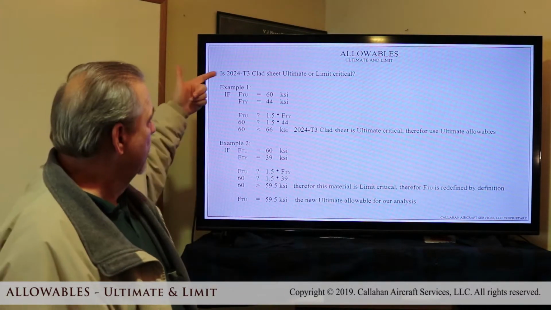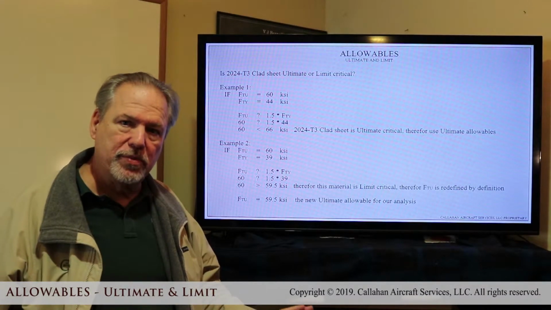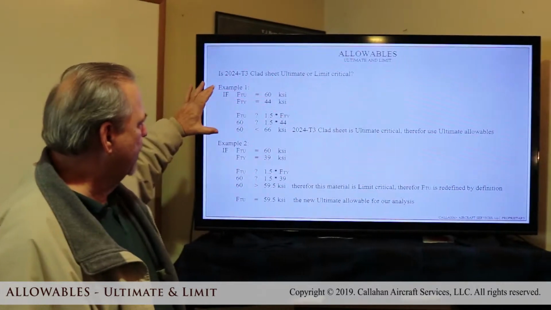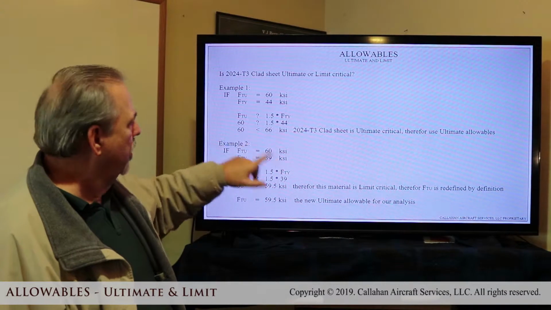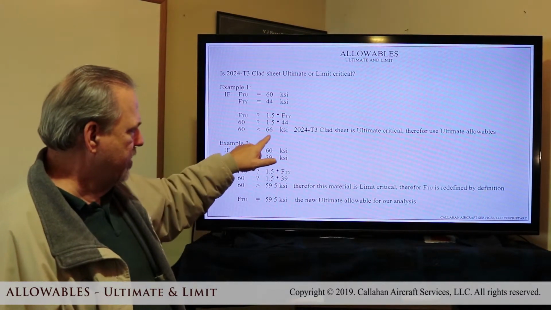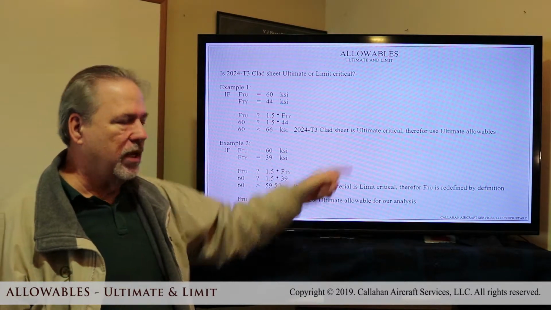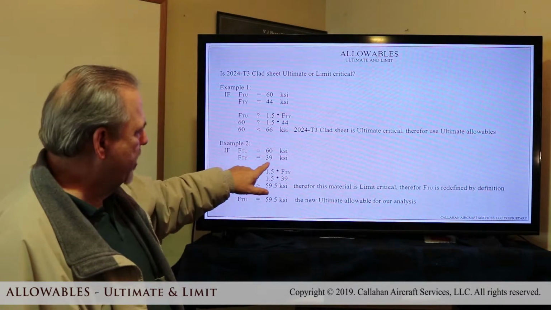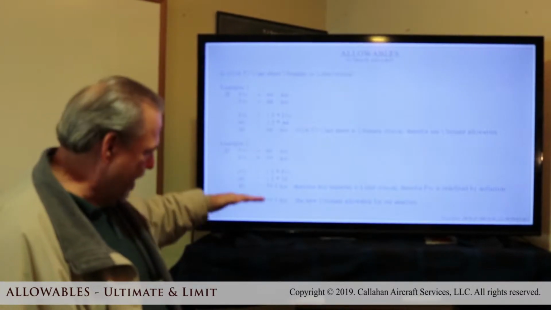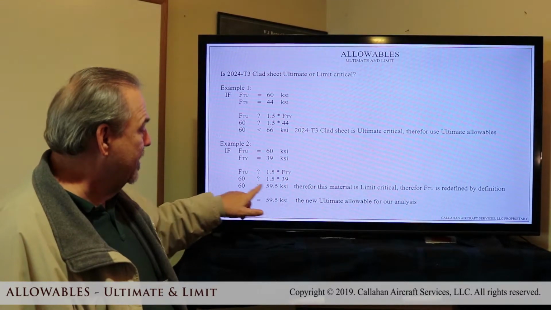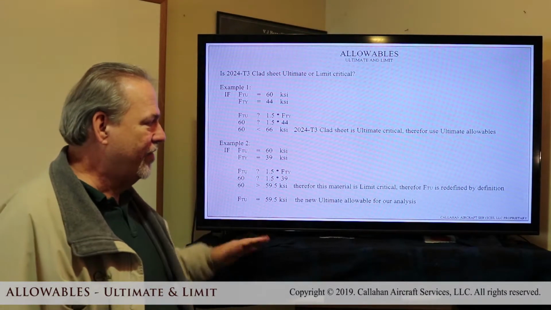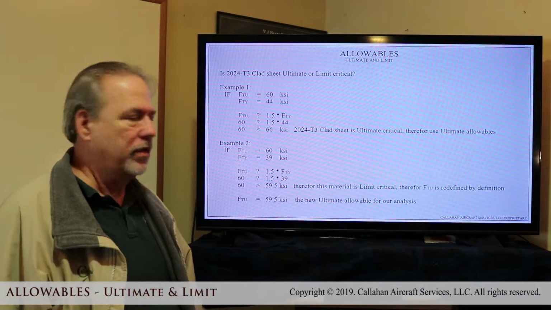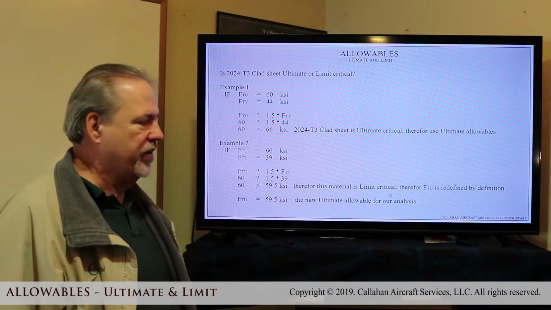An example: we're going to take some 2024 clad, come up with some fake numbers, but make the point. The first example, FTU is 60, FTY is 44. You do the math, it comes down to 60 is less than 66, which makes it ultimate critical. Simple. Example 2, we change FTY to 39, do the math, and we end up with, whoa, 60 is greater than 59.5. Therefore, it's restricted by limit critical. Therefore, the new FTU is 59.5.